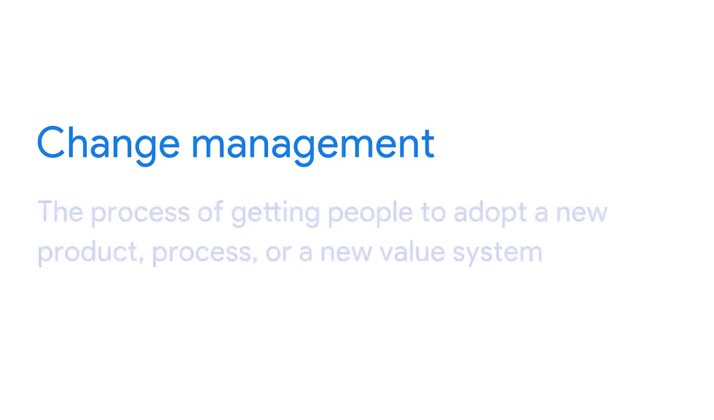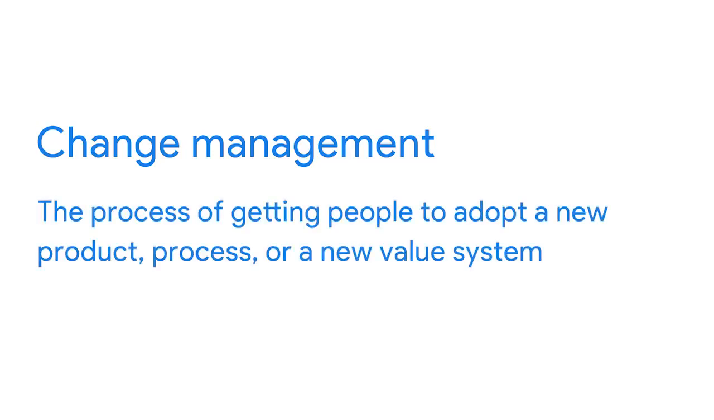Change management is the process of getting folks to adopt a new product, process, or in Agile's case, a new value system. Okay, let's get into how to help introduce or continue the adoption of Agile or Scrum into an organization. Unless the organization has many years of Agile behaviors and experience, you may be facing a change in organizational culture. These changes take time, sometimes years to complete.